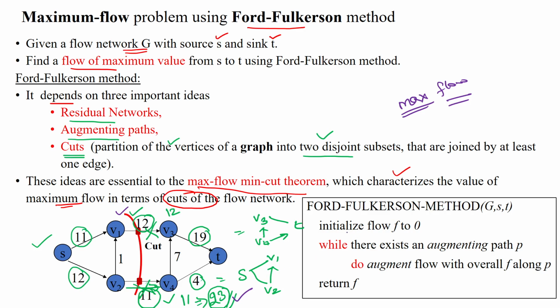So here we will initialize the flow with 0 at the initial stage. Then we have to check whether there is any path available from the source to the sink, which is called an augmenting path.